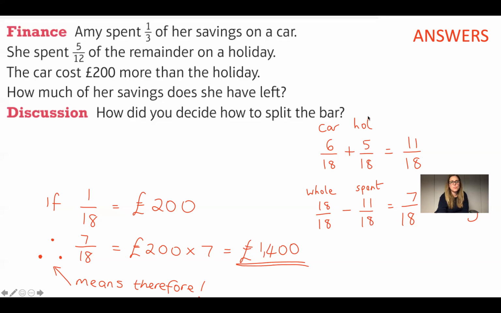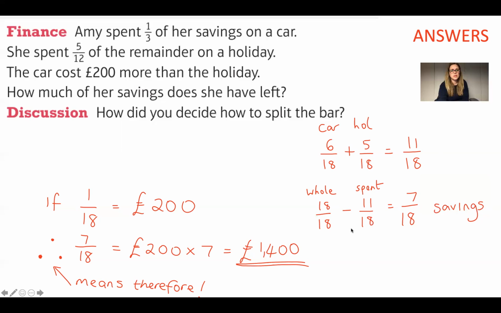Okay, and remember, she spent 1/3 of her savings on a car. So we're using an equivalent fraction here. This is 1/3. 6 over 18 simplifies down to 1/3. So this much on the car, this much on the holiday. So therefore, 11 over 18 is the total amount that she has spent. So we want to know how many savings she's got left. So the whole amount is 18 over 18, or 1. We're subtracting 11 over 18. That gives us 7 over 18, which is the savings.